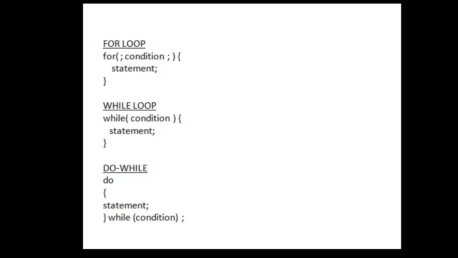Let us start with for loop and while loop. Ideally, if we see, for loop and while loop can be used interchangeably. For example, in this slide, for loop is nothing but a condition and then a statement, and while loop is also nothing but condition and then a statement. So both can be used interchangeably, but still there are scenarios where we should consider a particular one.